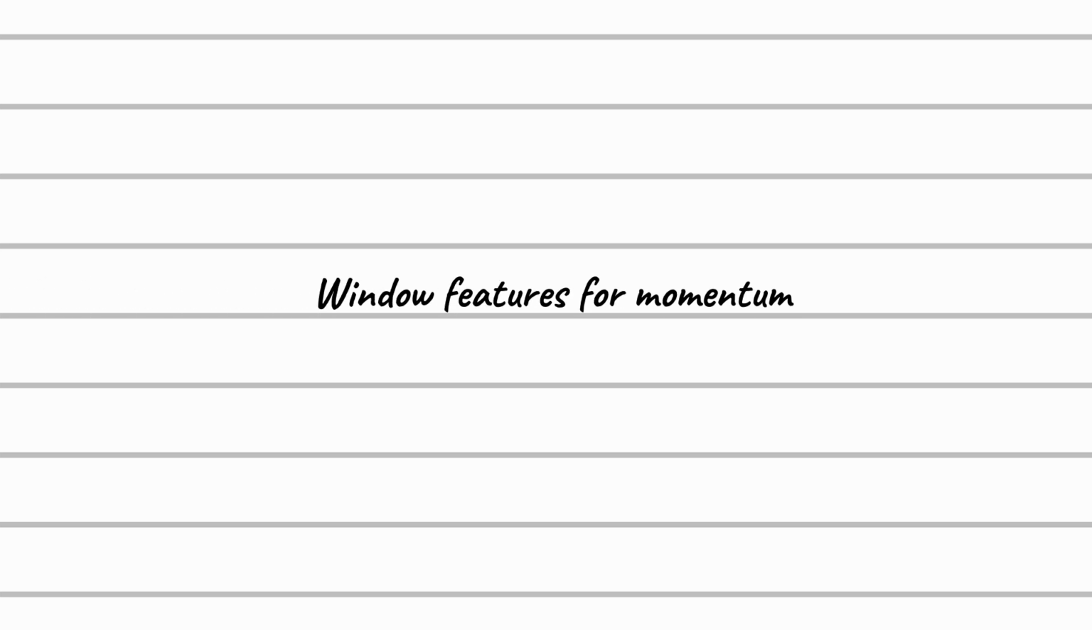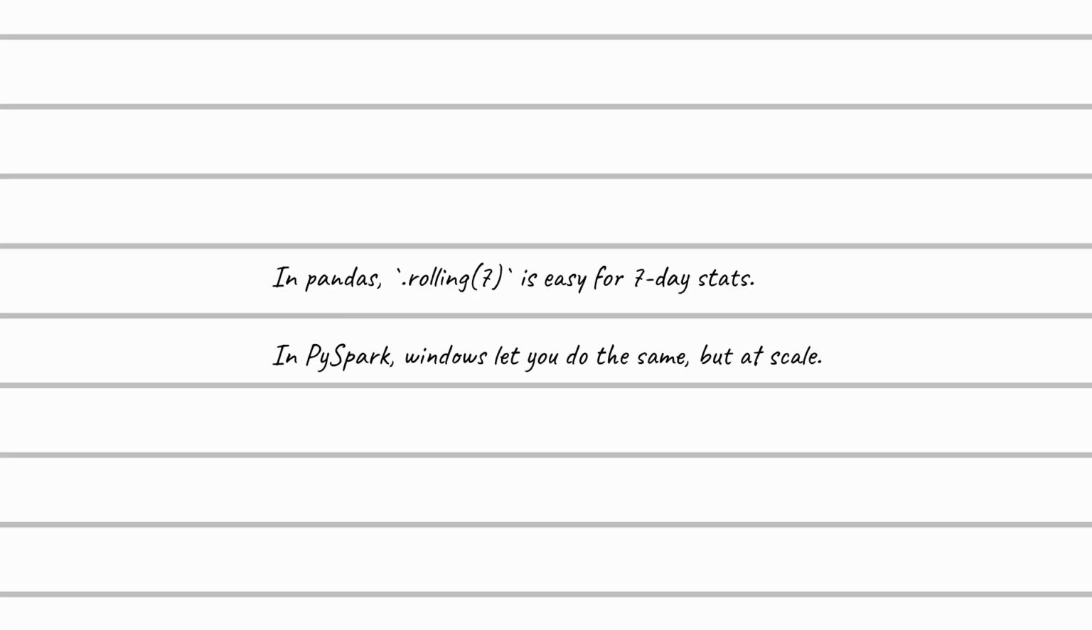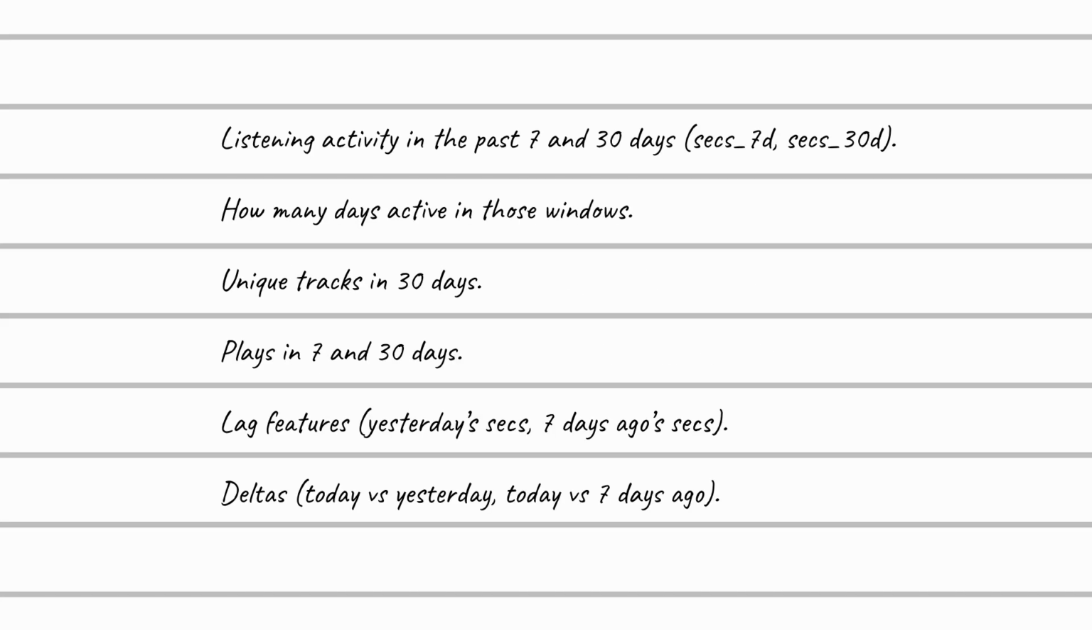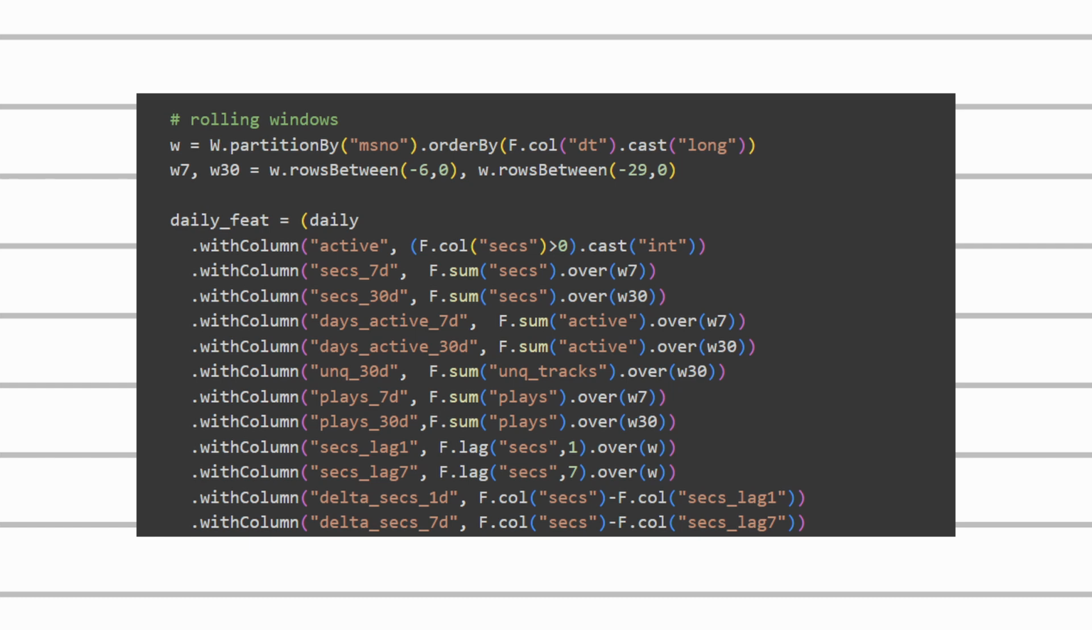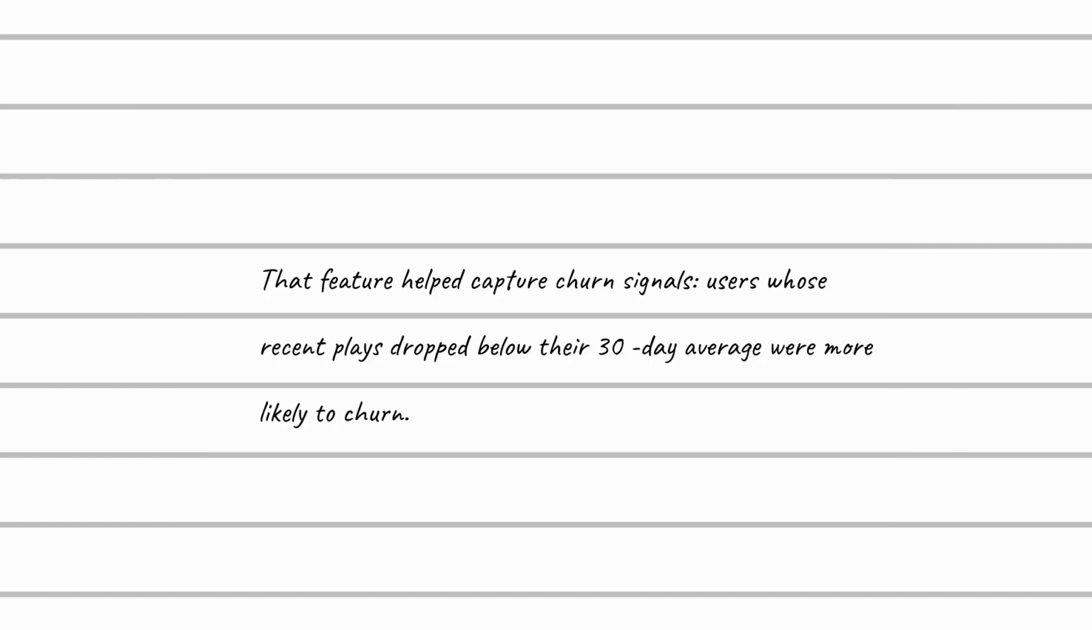Next best practice we should learn is use window functions for momentum. In pandas, dot rolling is easy for these stats. In PySpark, windows let you do the same but at scale. In KKBox, we used listening activity in the past 7 and 30 days. How many days active in those windows? Unique tracks in 30 days, plays in 7 and 30 days, lag features, and deltas. Those features helped capture churn signals. Users whose recent plays dropped below the community average were more likely to churn.